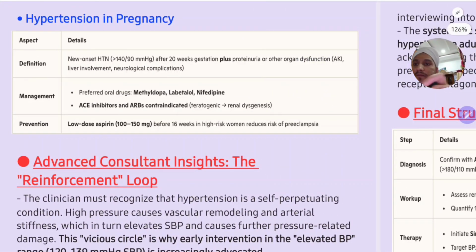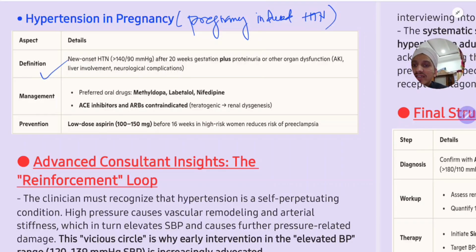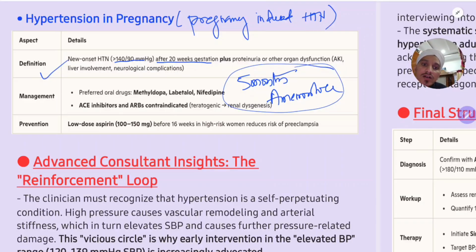Hypertension in pregnancy. So when you call pregnancy induced hypertension, the definition is new onset hypertension of more than 140 by 90 after 20 weeks of gestation. If you divide by 4, that means 5 months of amenorrhea. That is in the second trimester of pregnancy, so after the fifth month you can consider it.